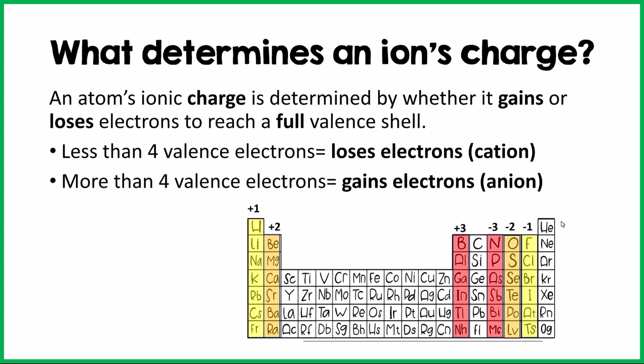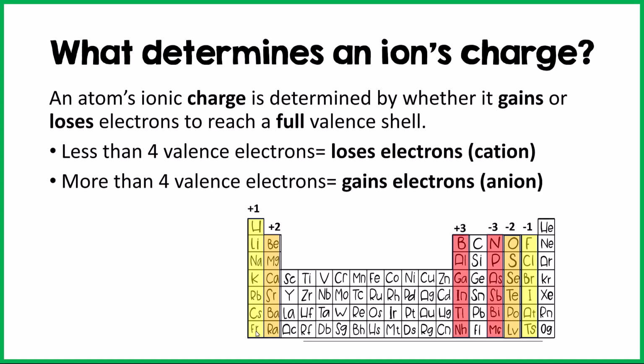It's more efficient for them to gain a couple to fill that outer shell than to lose a bunch. So these groups are going to be -3. Every element in this group is going to gain 3 electrons to fill that outer valence shell because they have 5 valence electrons. These elements are going to gain 2 electrons since they have 6, and that gives them a -2 charge. And this group of elements is going to gain 1 electron, giving them a -1 charge.